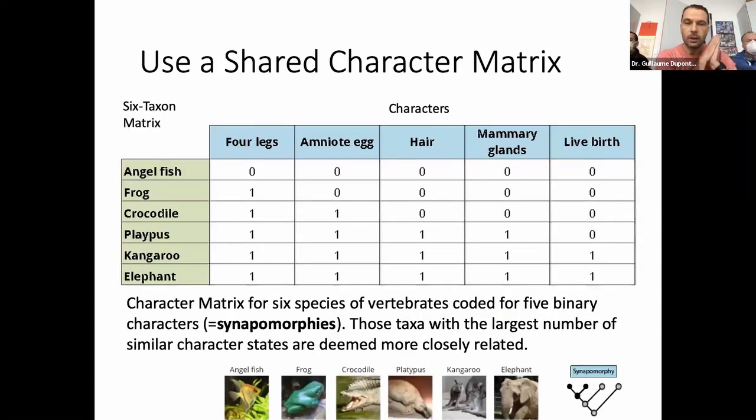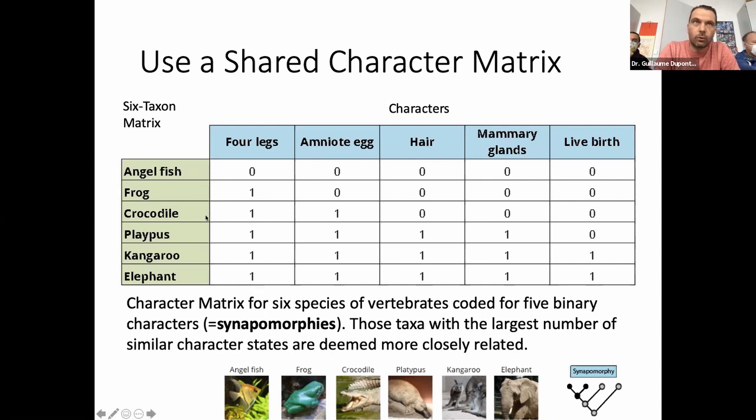Here you see a so-called character matrix. On the one side, we have a list of species, and then we list a number of characters, presence or absence in this case. And these characters are synapomorphies, so they are not present in all. And the taxa with the largest number of similar characters are then more closely related. So with this character matrix, we can build a tree.